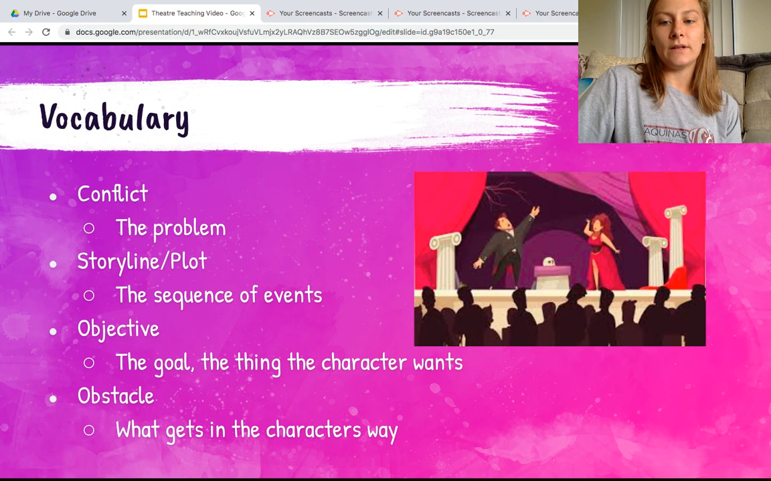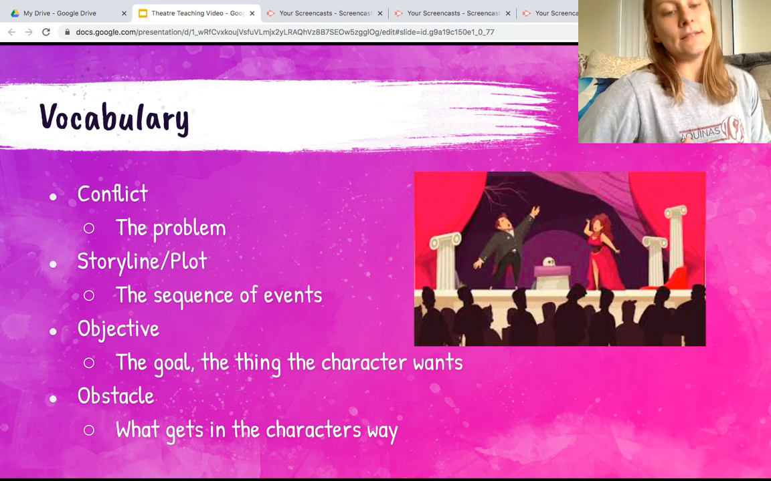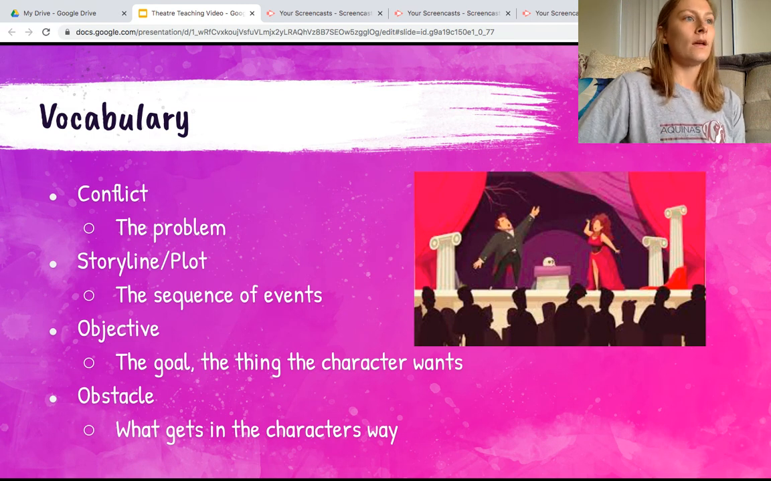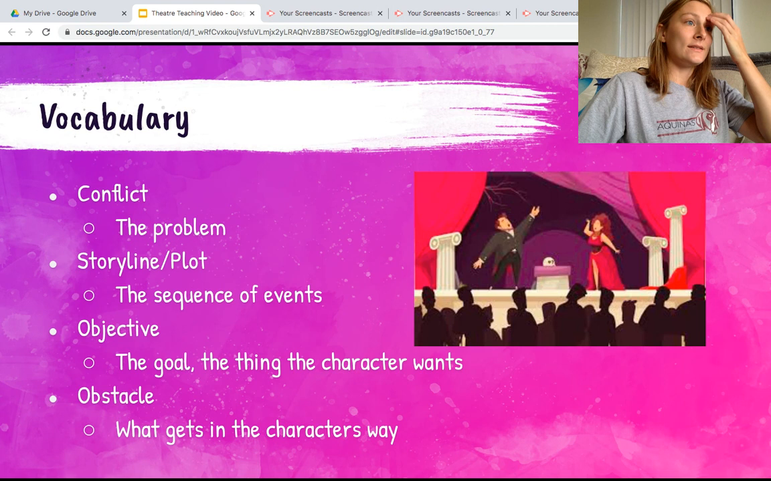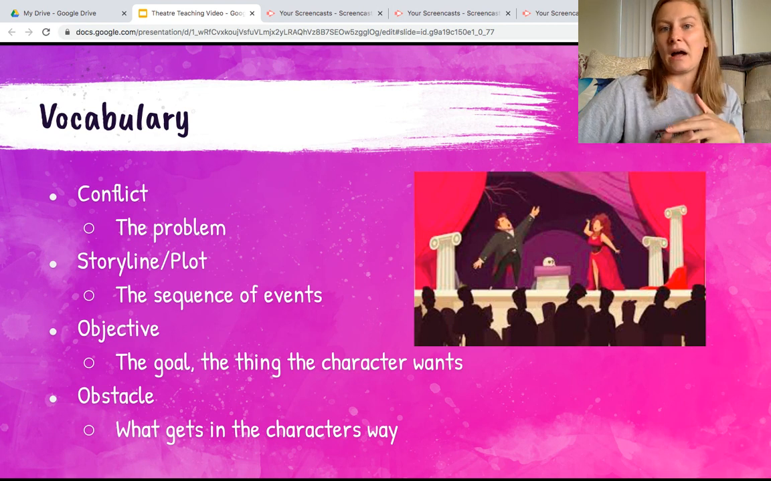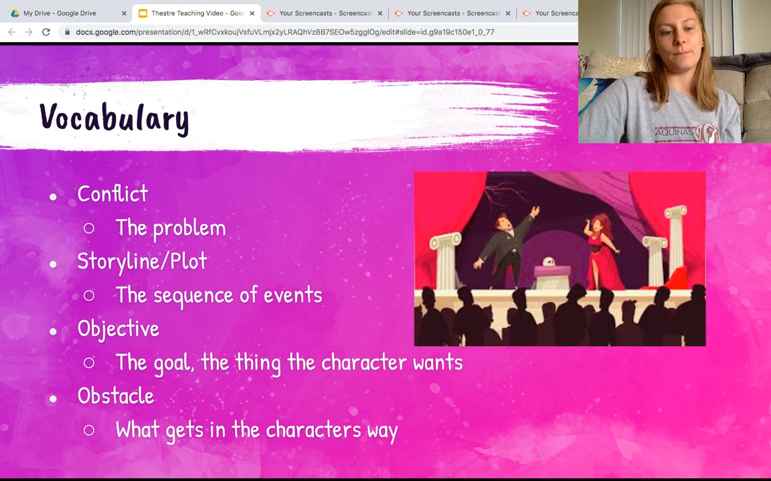And then we have different characteristics of the actual story. So, to begin, we have conflict, which is the problem. Now, this is like the problem between the characters. So, this could be the princess was captured and is being held by a dragon. We're trying to save her. For example, that's the problem.